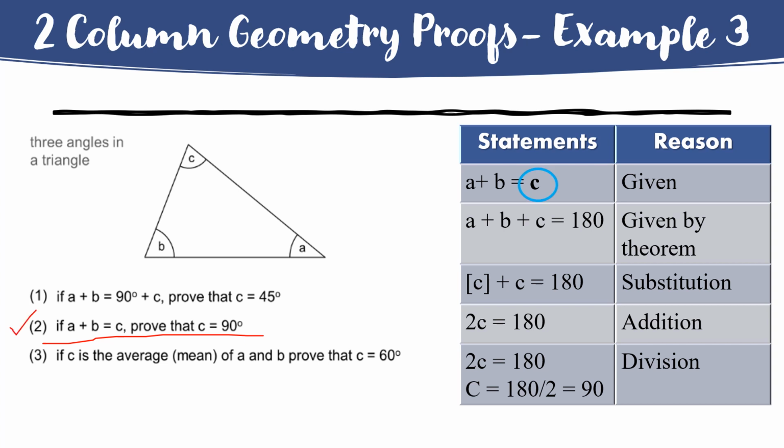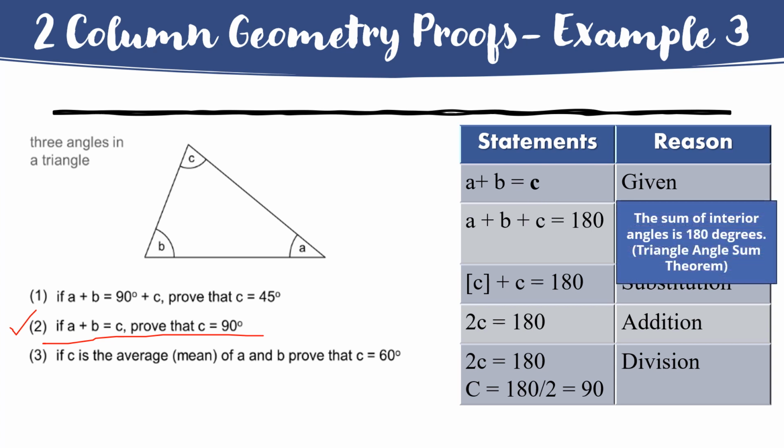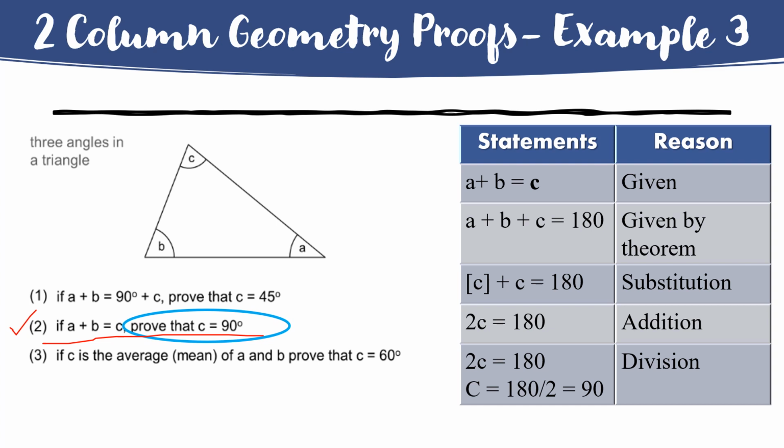We are given A plus B equals C. We are given A plus B plus C equals 180, because all of the degrees of a triangle add to 180 by a theorem. So now what we're going to do is substitution again. And what are we going to substitute? We know that C equals this A plus B. So we're going to replace this A plus B with this C, and then we're going to simply solve.